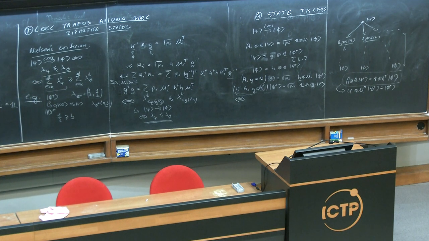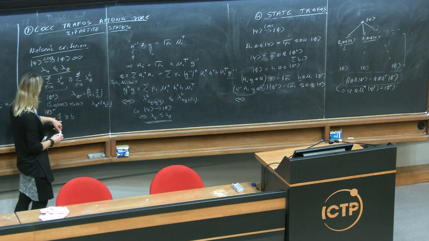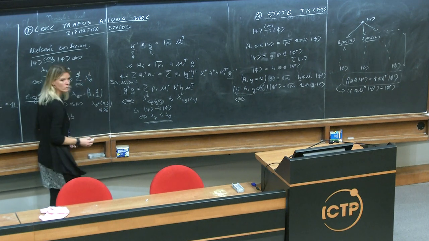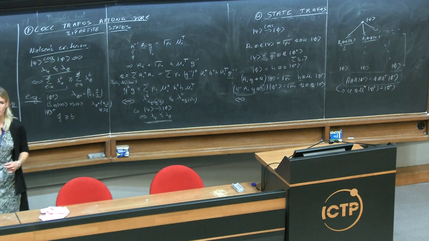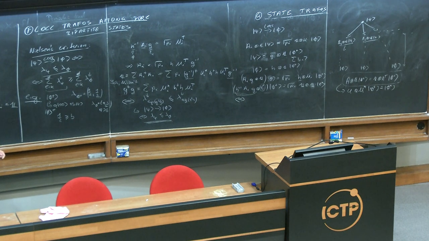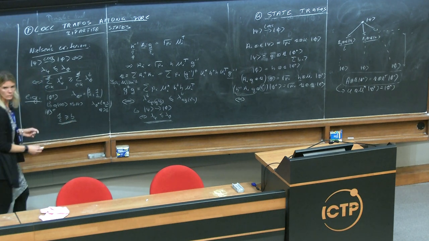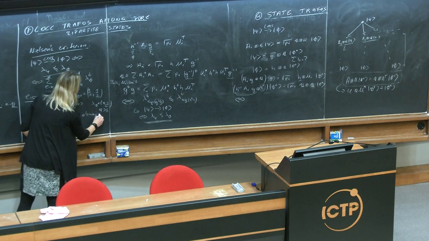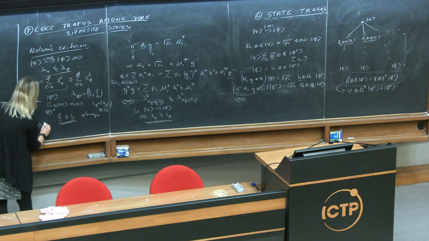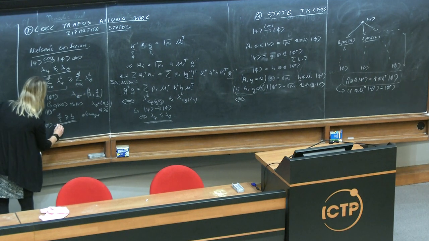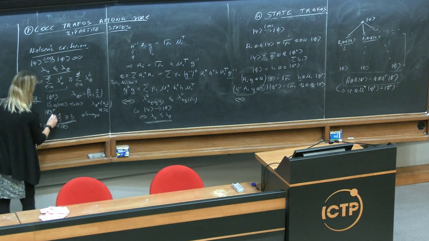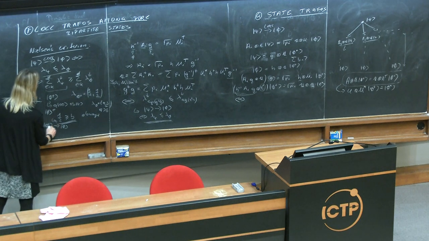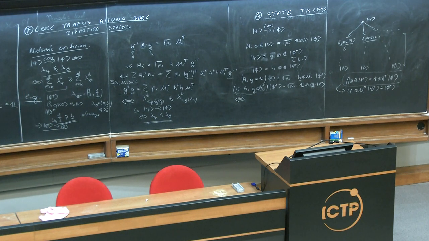Okay, so comparing the two smallest Schmidt coefficients. But of course, I sorted it, this is sorted, right? So A is larger than B, and they have to sum up to 1, so clearly B is smaller than 1 half. So this is obviously always fulfilled, and therefore we have that the phi plus state can be transformed to any other state of that form via LOCC. Right? Because this is true for all of them.